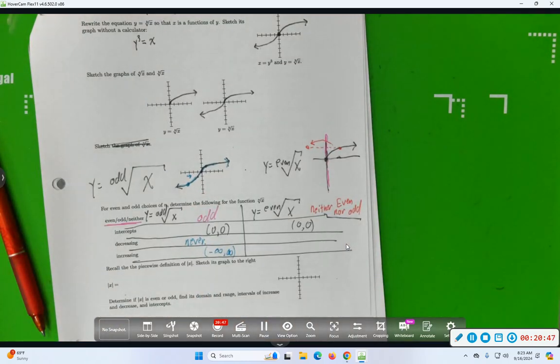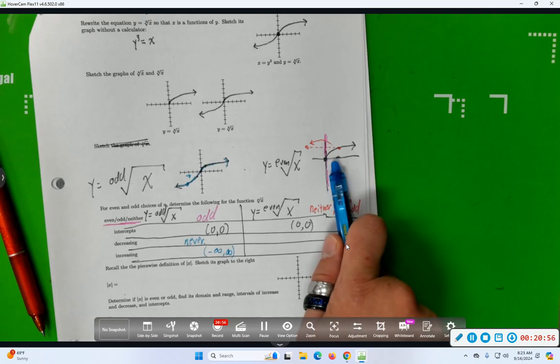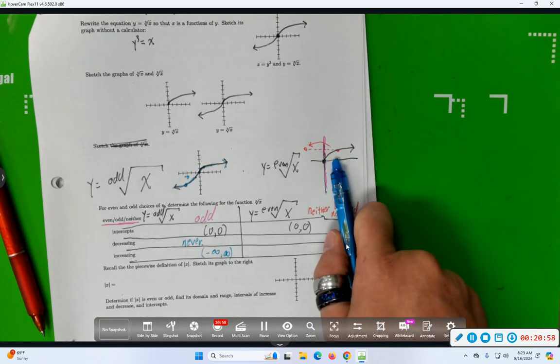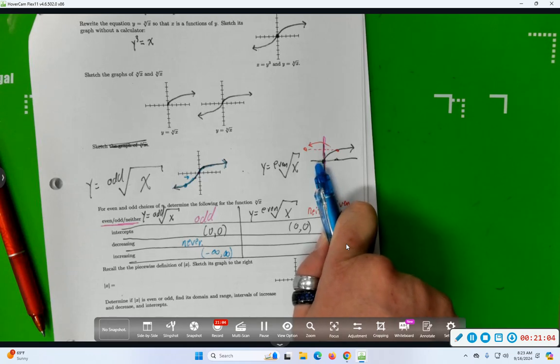Okay, now the even root functions. So, graph looking something like that. Increasing fast. We did increasing fast previously. Where would you say this thing is increasing? 0 to infinity. Can't be any more than that because it's not even defined for x values less than 0.